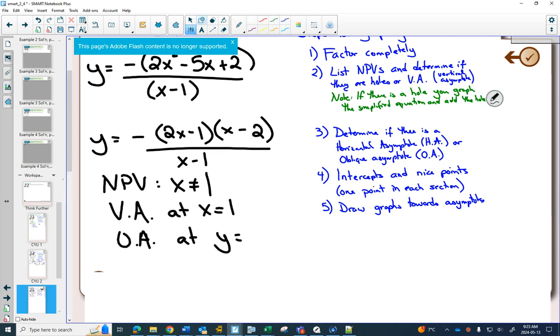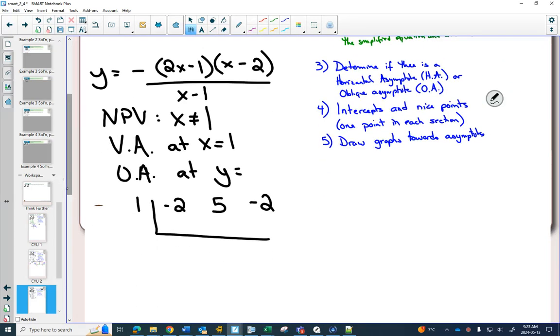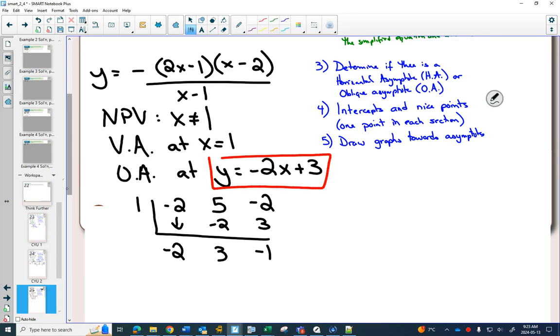So as far as figuring out what that is, this is where we use synthetic division. Our original equation was negative 2x squared plus 5x minus 2. We're dividing by x minus 1, so you put a plus 1 out in front. Bring down the minus 2, multiply and add, multiply and add. The negative 1 is your remainder. And you can ignore your remainder. It's going to just be negative 2x plus 3 as your oblique asymptote.